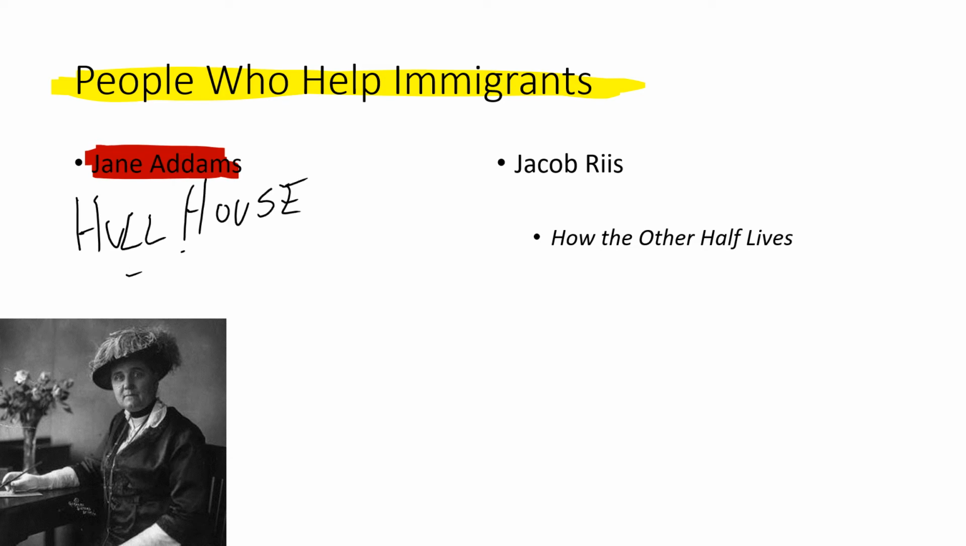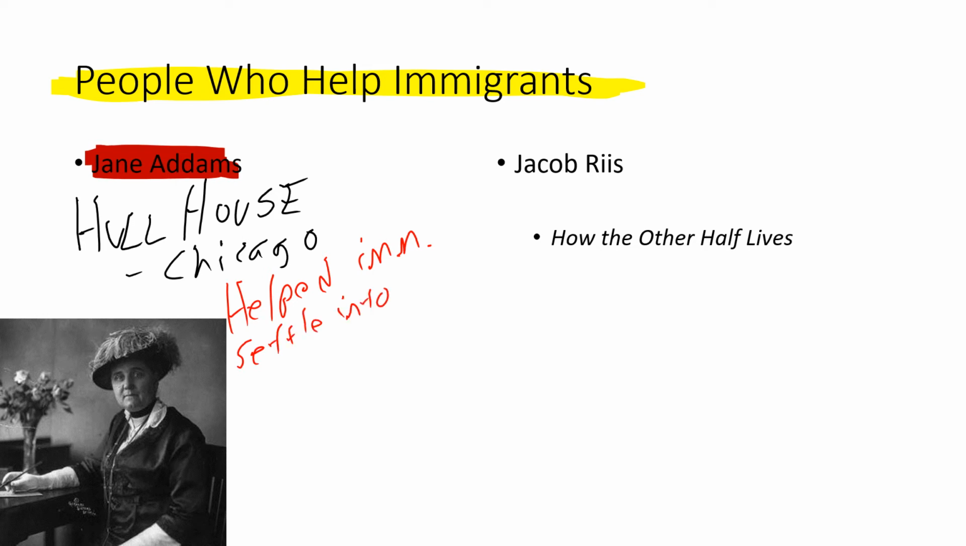And Hull House is located in Chicago. What Hull House is, is a settlement house for immigrants. It's kind of like a modern day soup kitchen or a homeless shelter. She bought this massive, huge home in the middle of downtown Chicago and opened it up free of charge to help immigrants. So at Hull House, let's just write down what she did. She helped immigrants settle into the U.S.